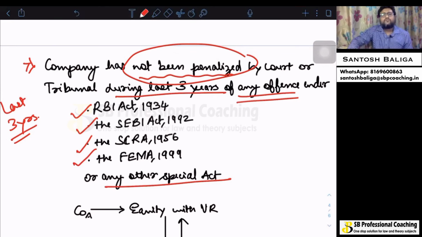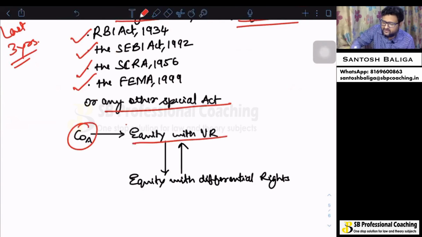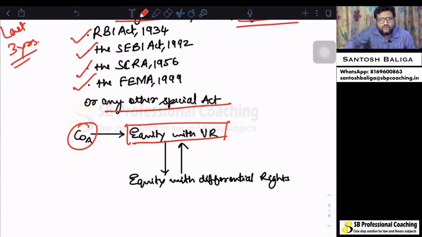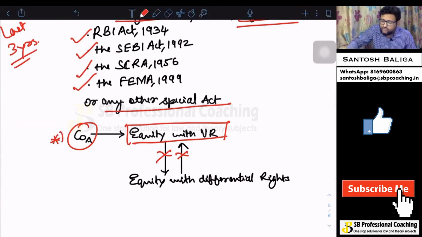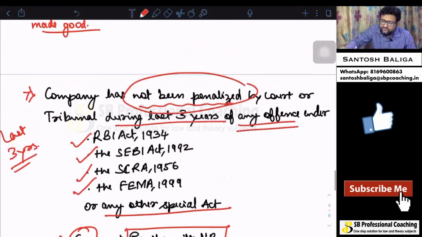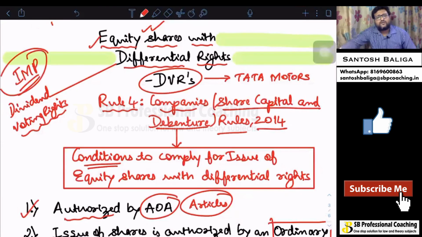Now, one more important point that I want you to note over here is that if any company has issued equity shares with voting rights, these are plain vanilla, ordinary equity shares, then the company subsequently cannot convert them into equity with differential rights. And vice versa also, if the company has issued DVR, then the company cannot convert it into equity with voting rights. This point is important. Do remember this point. This whole rule 4, that is conditions of DVR, is an extremely important topic from the examination point of view. If a direct question comes, or a case study comes, it does come on this particular topic.